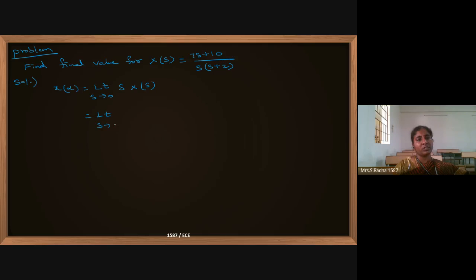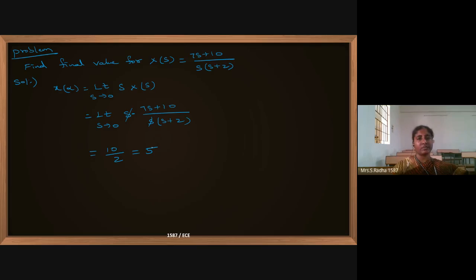So limit s approaches 0, s into x of s is 7s plus 10 divided by s into s plus 2. This s and s will get cancelled. Okay, so what I will do, directly you cannot, yes, what I can do is, 7s plus 10, and directly I can substitute, it becomes 10 divided by 2, which is 5. The final value is 5. I will go with one more problem.